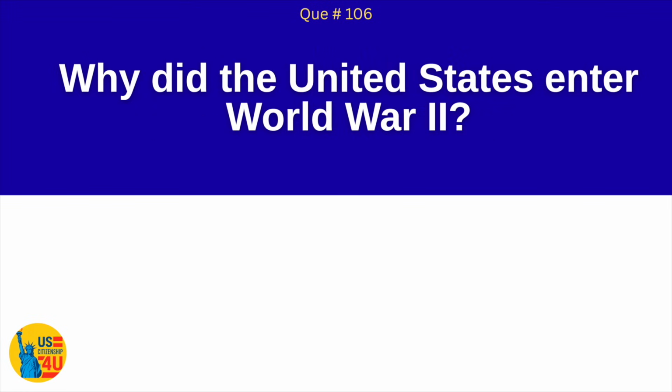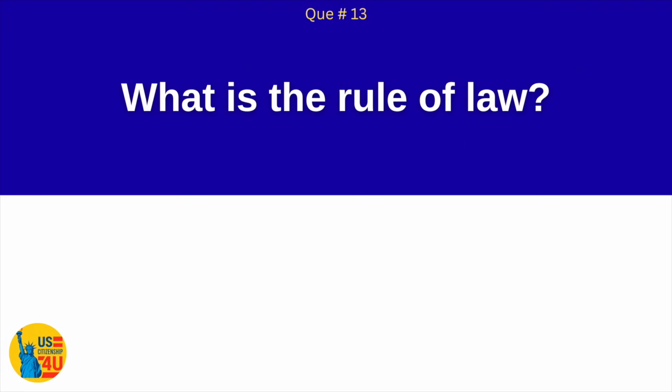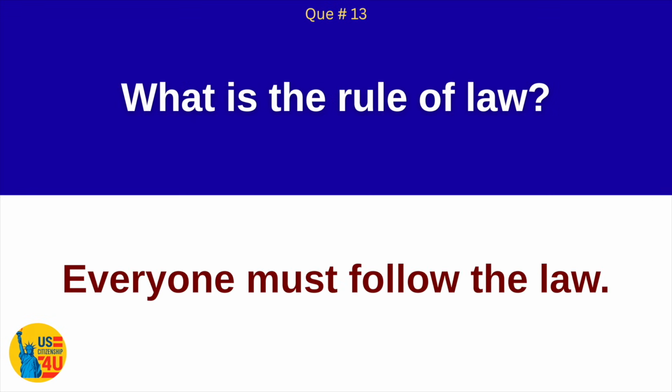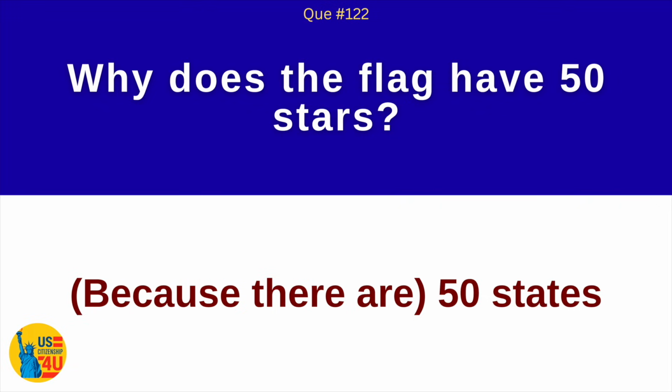Why did the United States enter World War II? Japanese attacked Pearl Harbor. What is the rule of law? Everyone must follow the law. Why does the flag have 50 stars? Because there are 50 states.